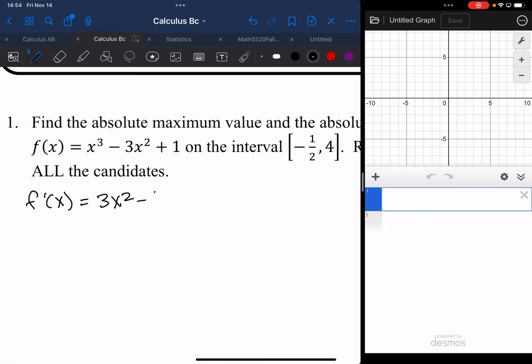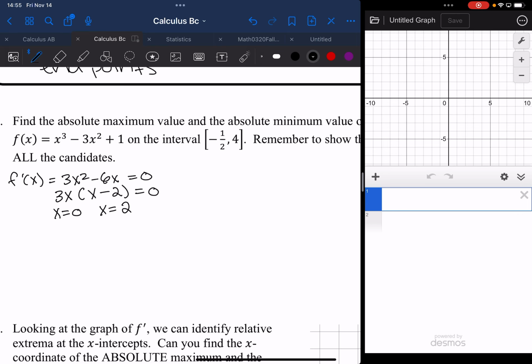3x squared minus 6x. We would set that equal to 0 to find our critical values, our critical points. I would take out a GCF of 3x, and I'm left with x minus 2, which means I have 2 possible critical points, one at x equals 0, and the other at x equals 2. Right? We set 3x equal to 0, we get 0. We set x minus 2 equal to 0, and we get positive 2.